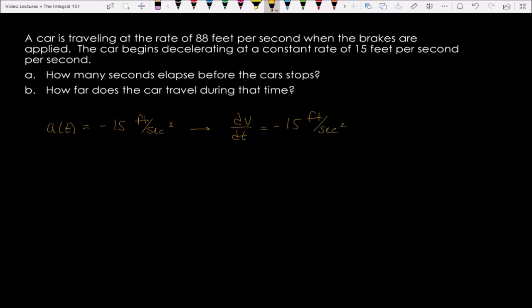And we also know that initially the car is traveling at 88 feet per second. We have an initial value problem. This is the initial value problem. Right, we want to determine how many seconds elapse before the car stops, so we want to solve for v of t first.